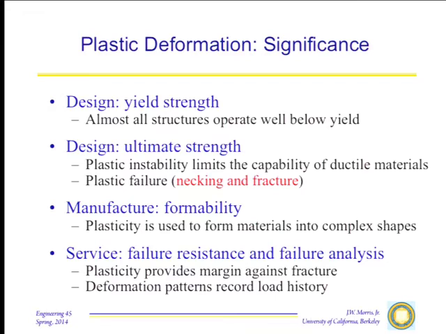The formability of, for example, the sheets that are used in automobile bodies not only determines a lot of the cost of the automobile body, but also determines what the designer can do in terms of sexy designs for the car. Because sexy designs almost always require certain contours that are difficult to form, difficult to make, and therefore you have to have very formable materials in order to do that. So manufacturing formability is a big issue.